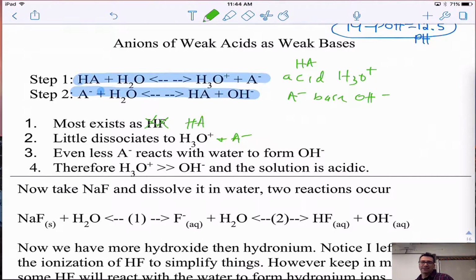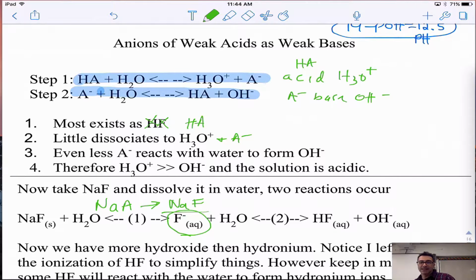But what if I were to take, instead of HA, some NaA? What if I were to just have NaA? In this case, I then switch to NaF as a specific example. Now, if I have NaF and I put it into water, the first thing that happens is we get a breakup of the Na and the F, and it produces F-. The Na is a spectator, so I just leave it out.